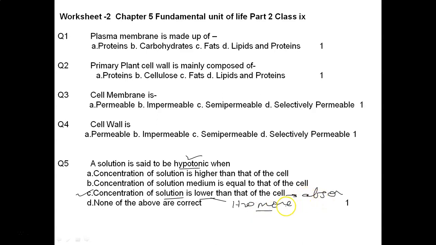Here the cell which is present absorbs water from it. Water will move from the medium, that is the solution, to the cell. Right? Okay. That's all. Thank you, children. Now in the next slide we'll study the types of cell division which is present in cells. Thank you.